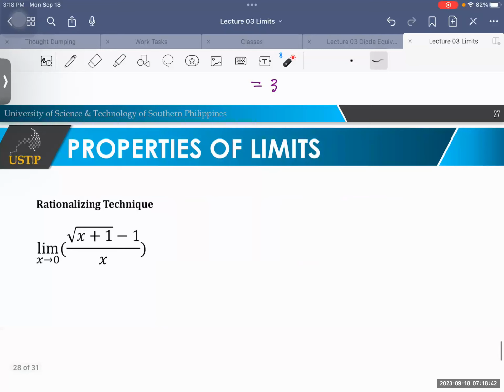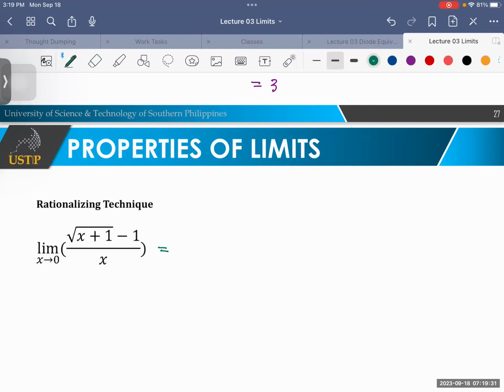Okay, let's move on to the rationalizing technique. This is good for radical functions, like square roots, cube roots, whatsoever. How do you rationalize? First step, we try to substitute the value of c here for x. Substituting 0 in the denominator gives us undefined, so again we cannot use direct substitution for now.